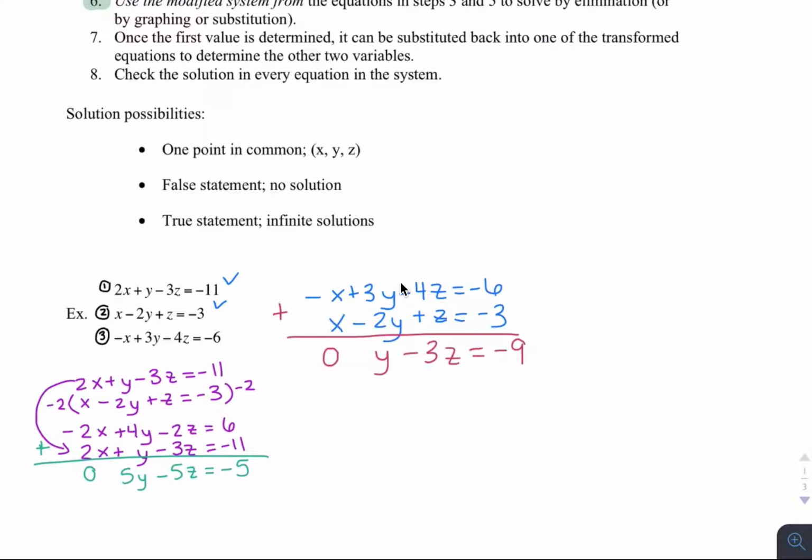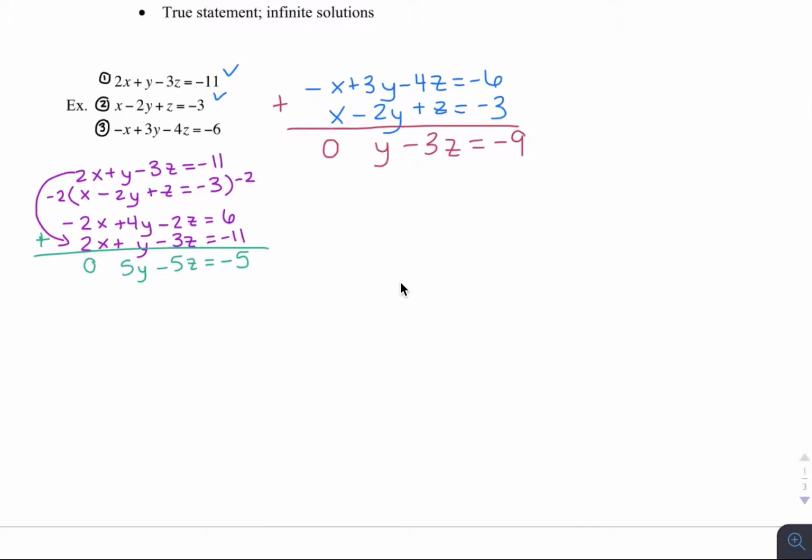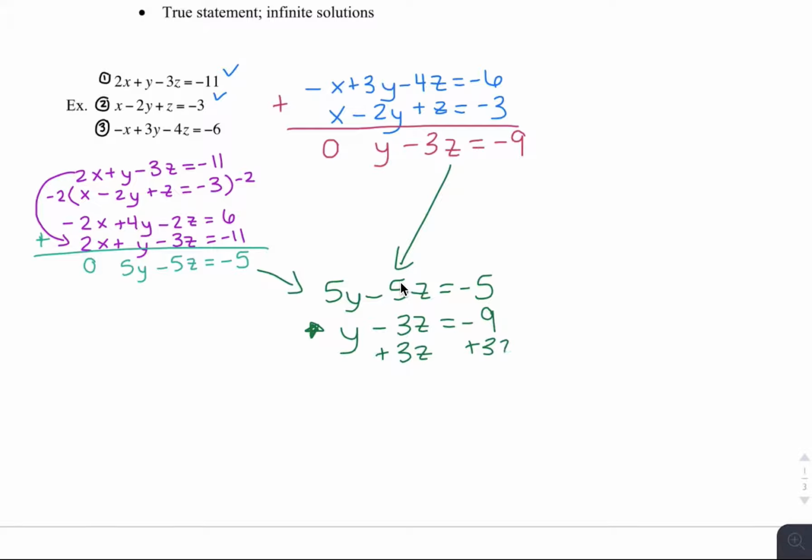We're going to use our modified system from step 3 and step 5 to solve, and we can use elimination, graphing, or substitution. So I'm going to put these two equations together. 5y minus 5z equals a negative 5, and y minus 3z equals a negative 9. You could use substitution here, solve for y, and then plug it in, or you can use elimination. I'm going to go ahead and solve for y in this second equation by adding 3z to both sides. So we get y equals 3z minus 9.